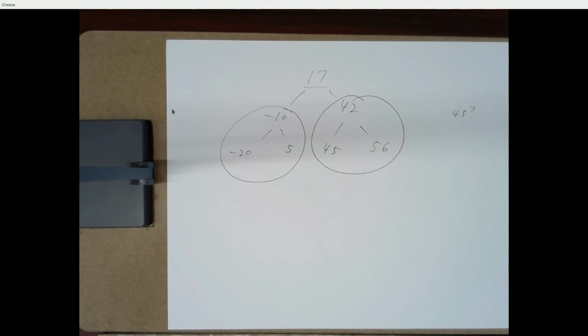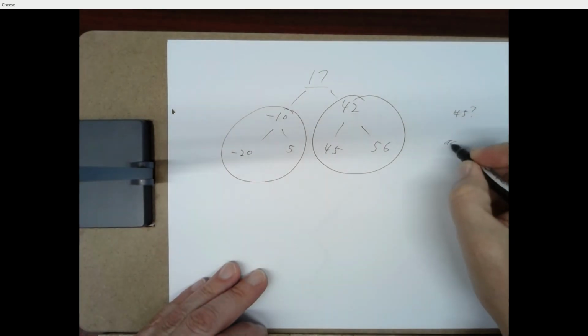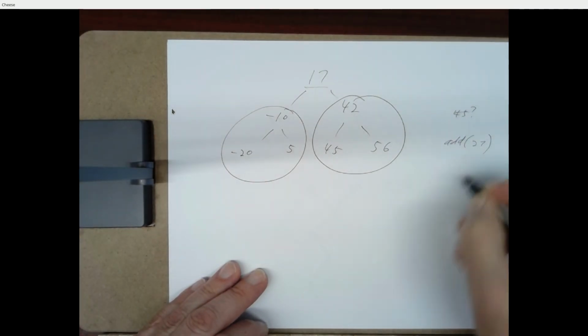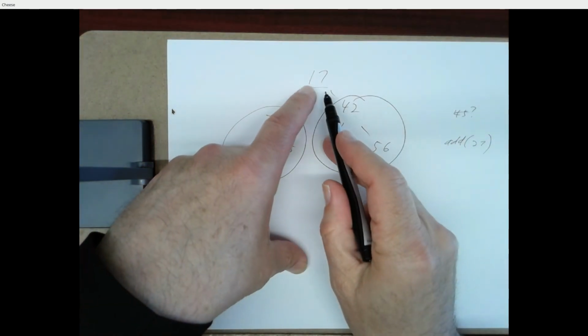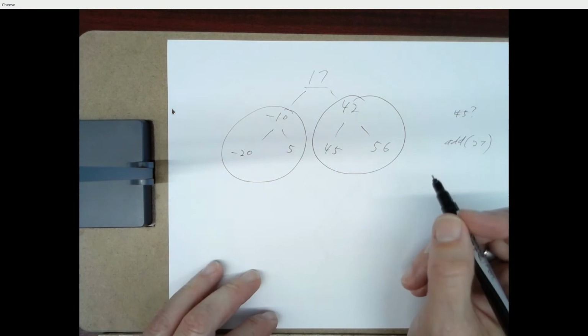All right, same thing for insertion. If we want to add a 27, start at the root. 27 is bigger, so come over here. Did I not make a good tree?